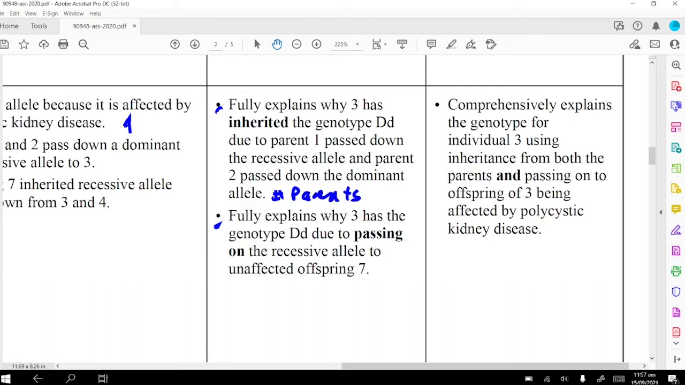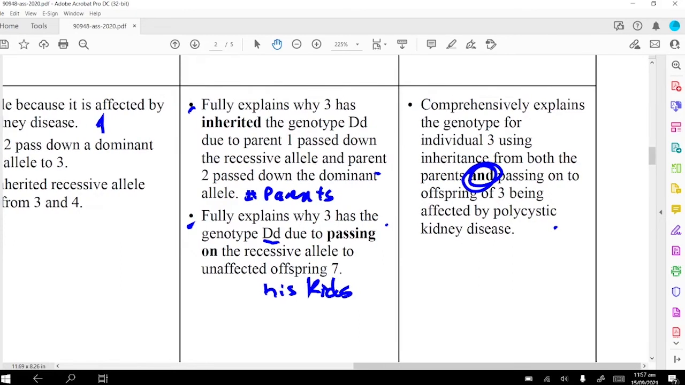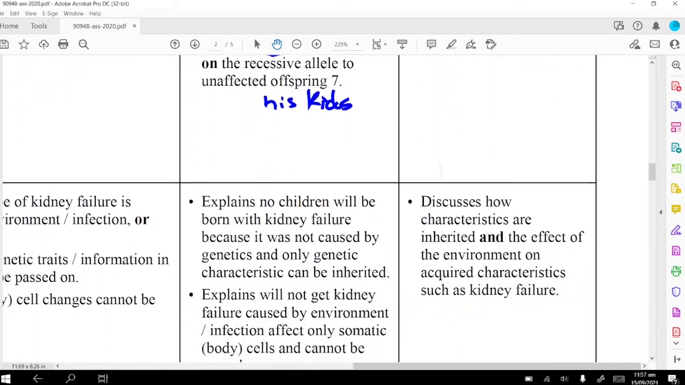And then over here, fully explain why number 3 has the genotype heterozygous due to passing on the recessive allele to, so then we're talking about his children. Okay, now when we go from his kids and then we put the 2 together, then you can get your E. Okay, so if you had both of these, you should get an E. Comprehensively explain the genotype using 3, inheritance from his parents and passing on to his children. So that's an easy E to get there.